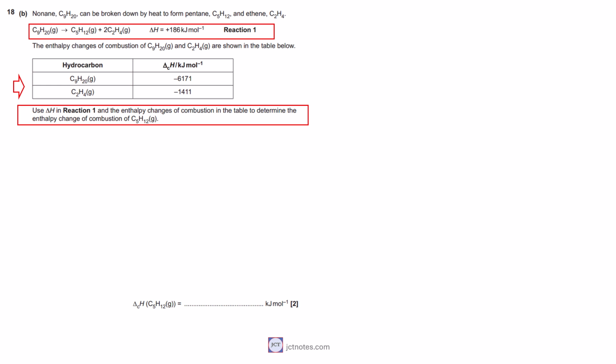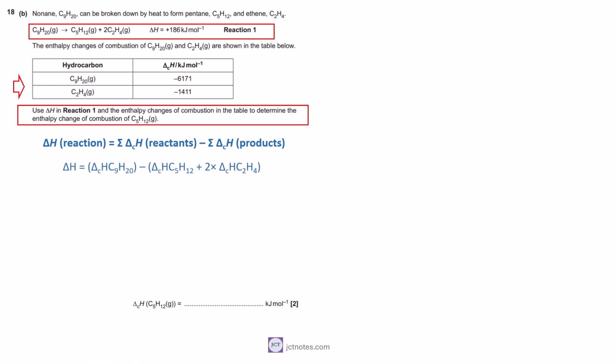To solve the problem, we can use that the enthalpy change of the reaction is the difference between the enthalpy changes of combustion of the reactants and the enthalpy changes of combustion of the products. Using this equation, we have that the enthalpy change of the reaction is the enthalpy change of combustion of nonane minus the addition of the enthalpy change of combustion of pentane and 2 times the enthalpy change of combustion of ethene.